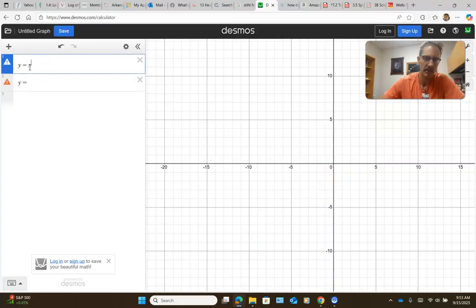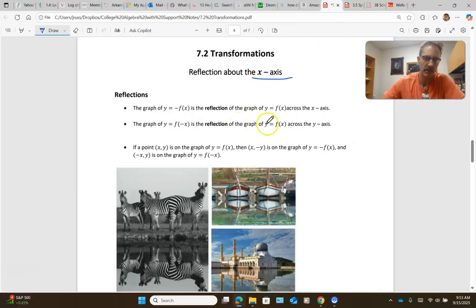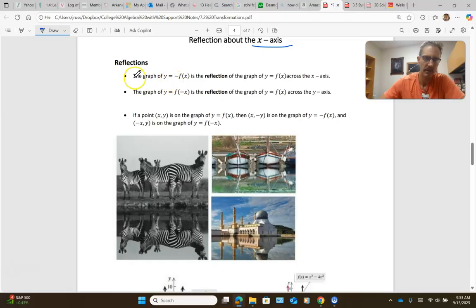Put in here our good old quadratic function. Okay, so a reflection about the x-axis means it has x-axis symmetry in a way. But what happens is the function is reflected about that x-axis. So in other words, it turns upside down, guys. All the y-coordinates of all those points become negatives. They change sign, in other words. That's what this means right here.